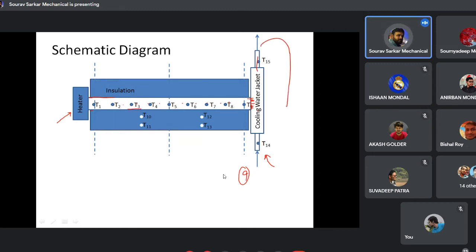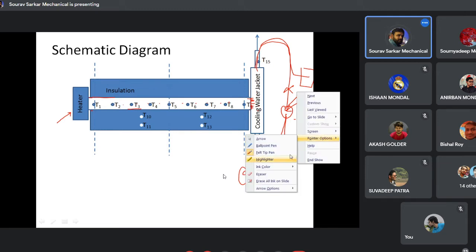Just like there is a pump. So it is something like a circulation loop. Every time you are taking some fresh water and this fresh water is absorbing the heat from this place and leaving to some dump. Again, you are taking some fresh water. So it is not like a loop. So it is something like this.